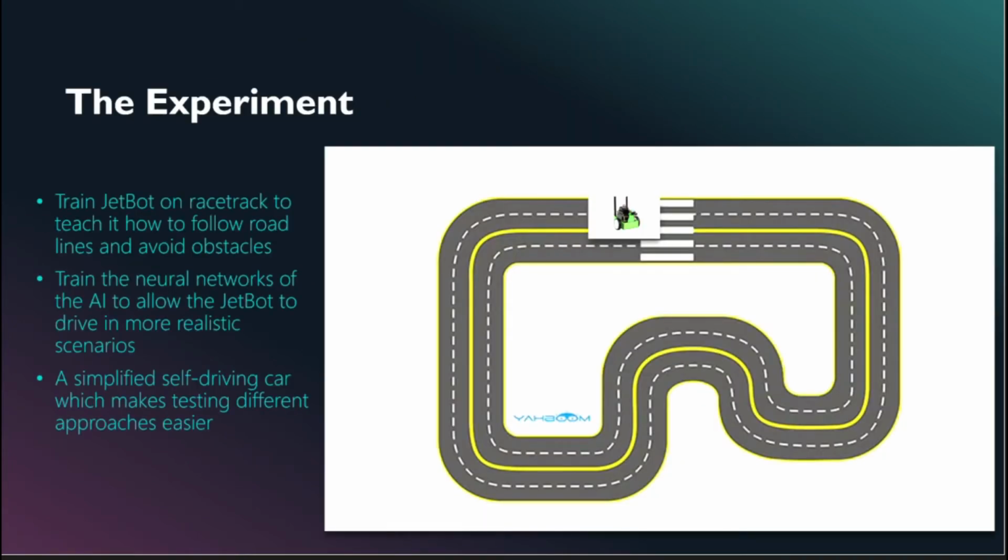So, on to the experiment. This experiment will be taking the Chatbot AI kit on a racetrack to teach it how to follow road lines and avoid obstacles. Part of this experiment is training the neural networks of the AI to allow the Chatbot to drive in realistic scenarios.